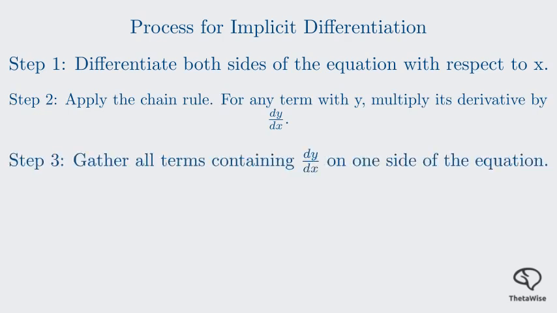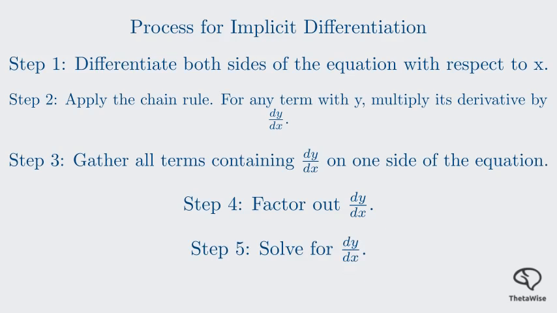Step 3 is to gather all the terms that contain dy by dx on one side of the equation. It's often easiest to move them to the left side. Step 4 is to factor out dy by dx from the terms you've collected. This will leave you with dy by dx times some expression. And finally, step 5 is to solve for dy by dx by dividing both sides of the equation by the expression you factored out. This gives you the final derivative.